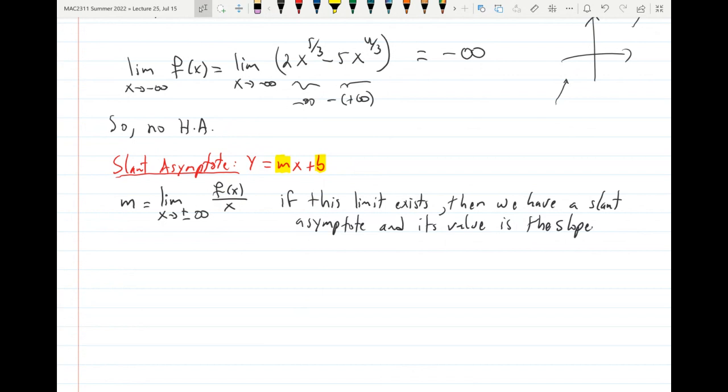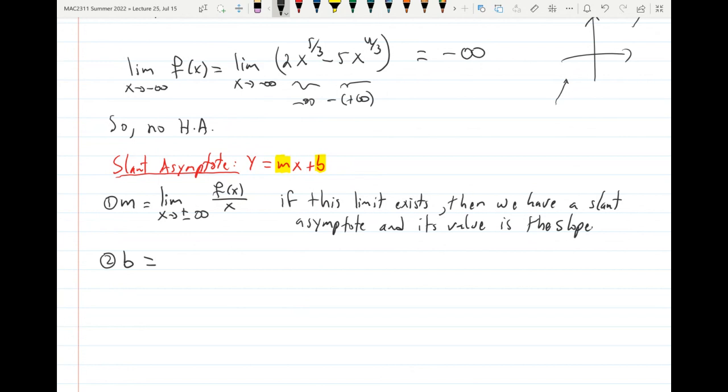Is it the positive or the negative infinity? Then the question is, okay, the limit exists, therefore we have a slope. Now what is b? Well, to find b, you first figure out the slope. If it exists, then you go to step 2. If the slope doesn't exist, then that's it. You stop, because that means there is no slant asymptote.